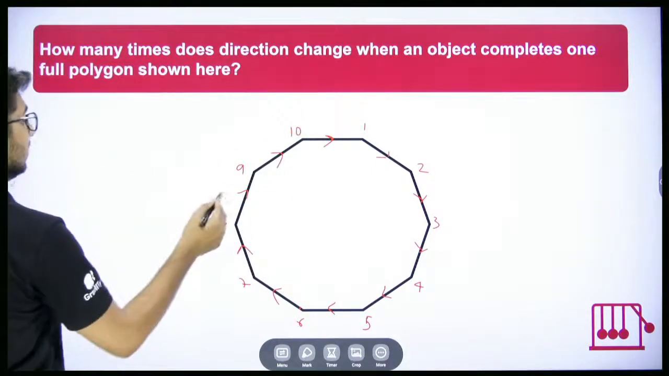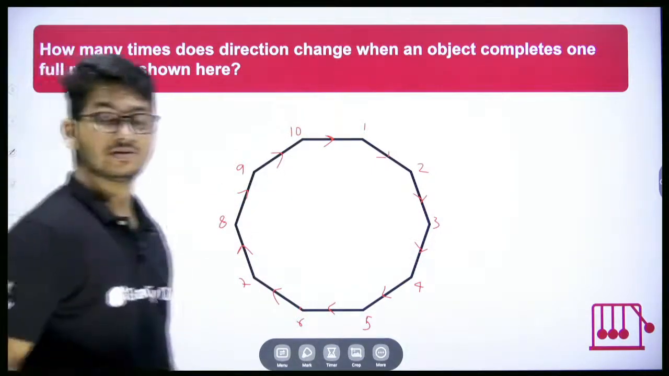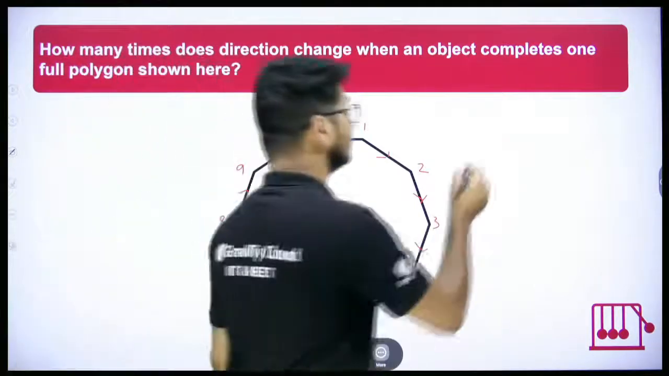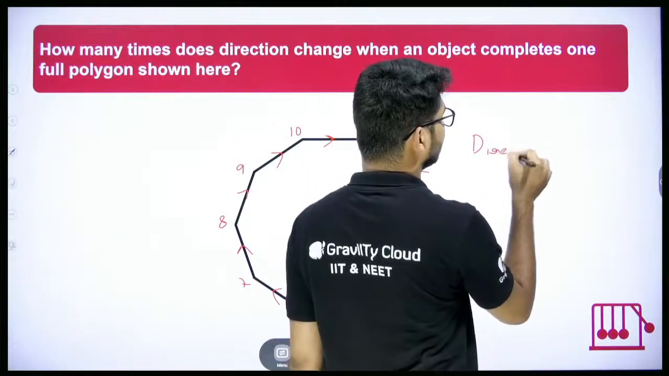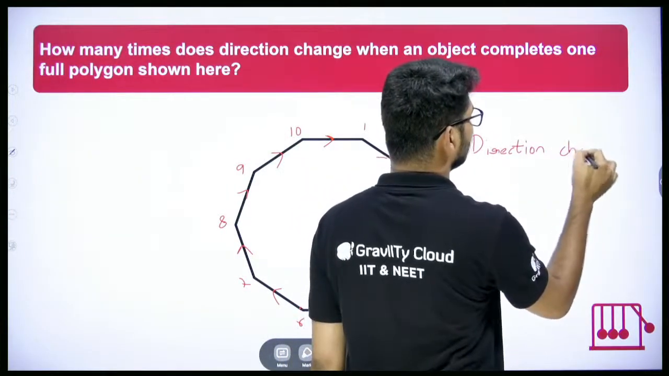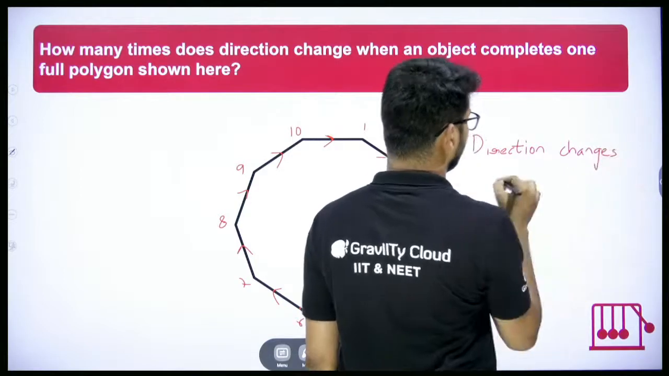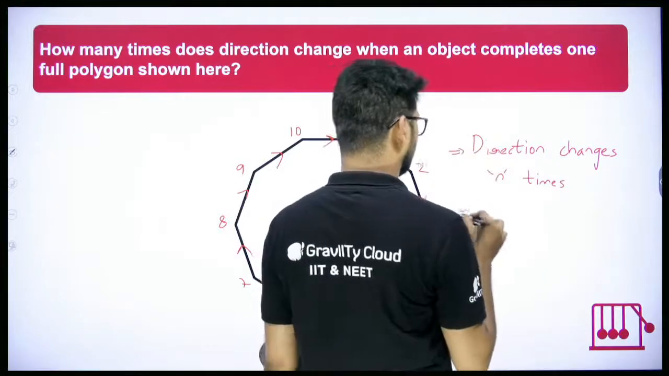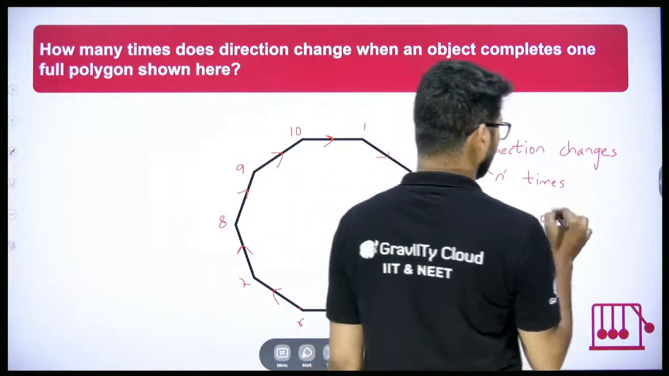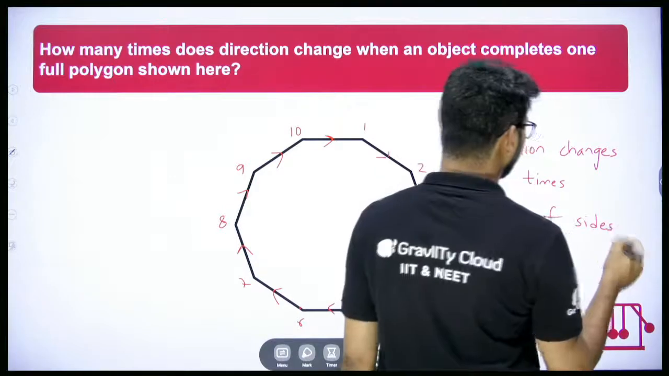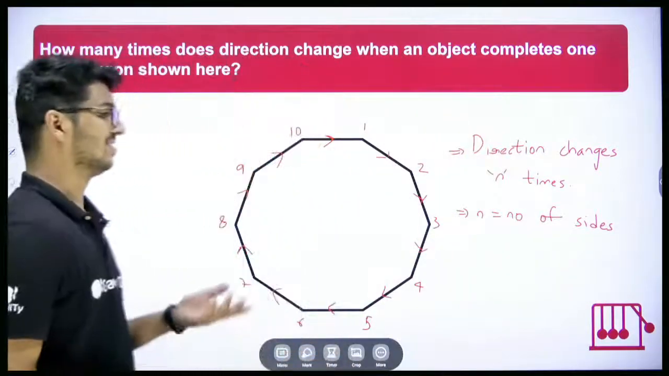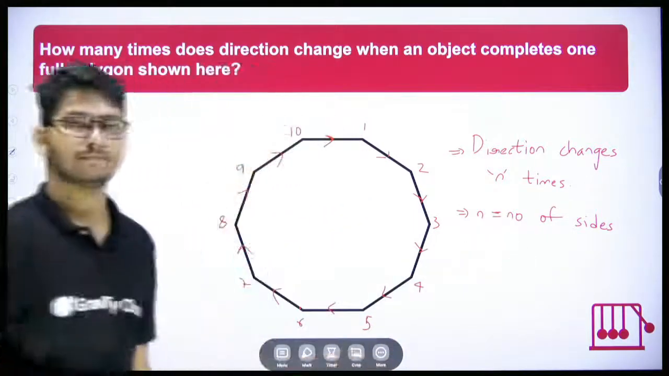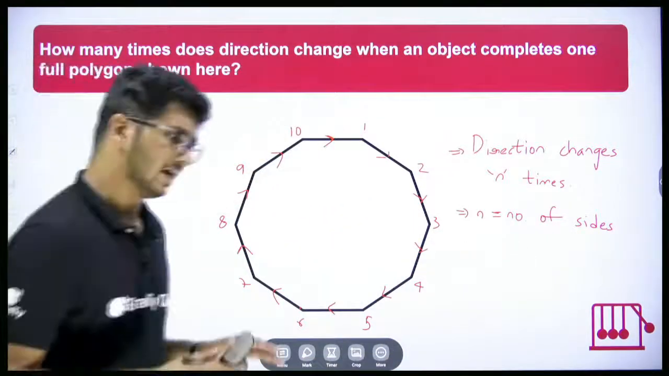It is equal to the number of what? Number of sides. So how many times does it change? Direction changes n times. But what is n? N is equal to number of sides in the polygon. Simple. So that's it. So another interesting point.